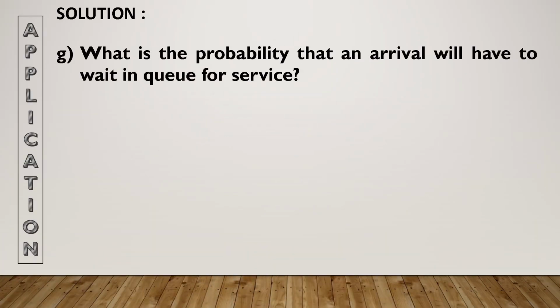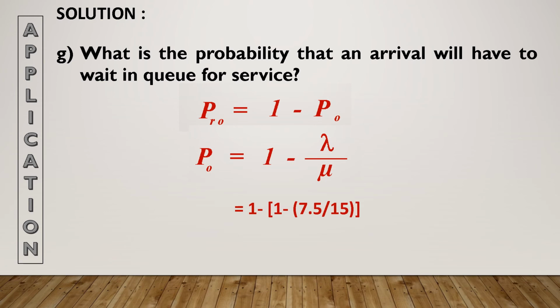Next, letter G. What is the probability that an arrival will have to wait in queue for service? We're going to use this formula. P sub W is equal to 1 minus P0. Fill in, or we all know that P sub 0 is equal to 1 minus mean arrival rate divided by mean service rate. So the formula will be 1 minus the result of 1 minus 7.5 divided by 15, which is equivalent to 0.5. That is the probability that an arrival will have to wait in queue for service, 50%.